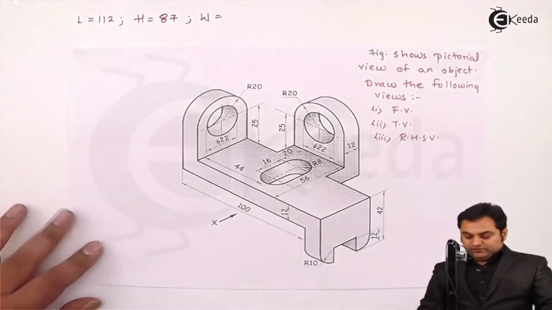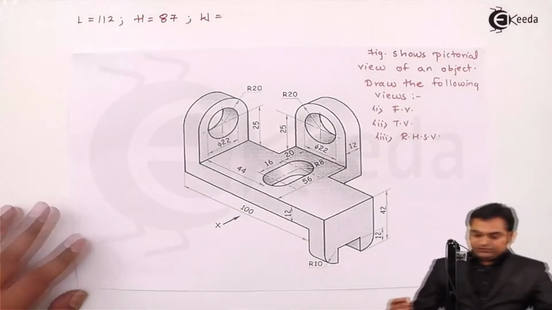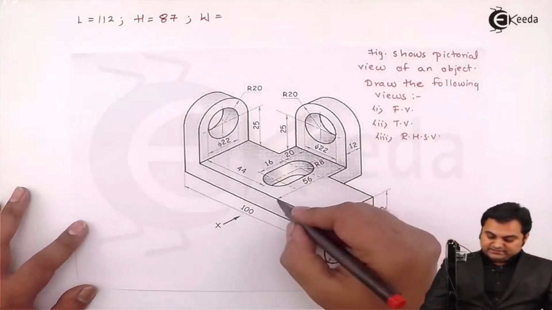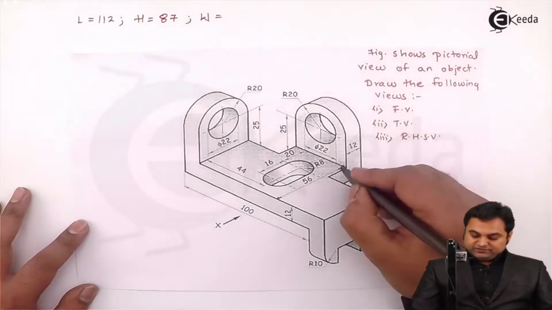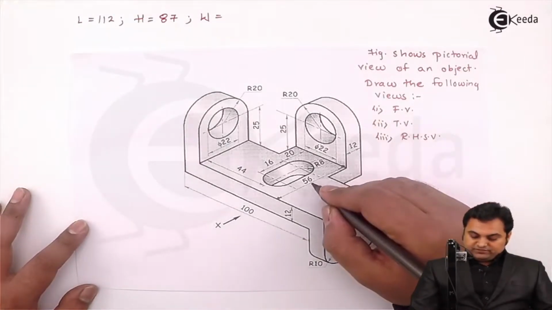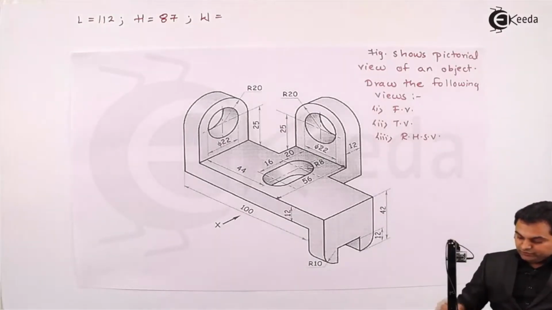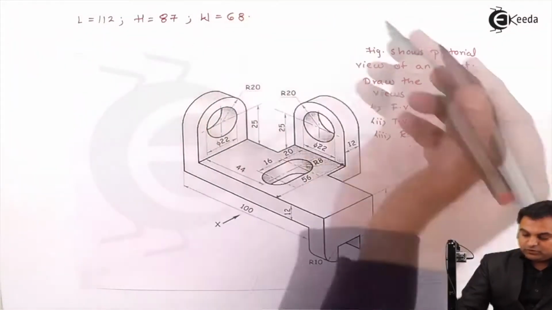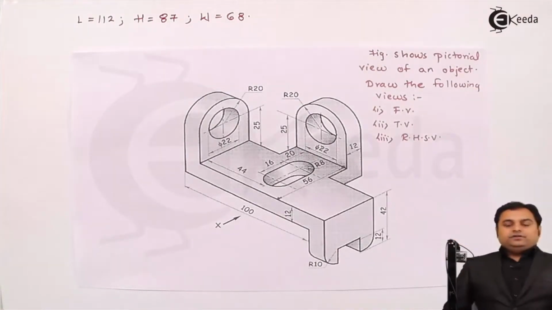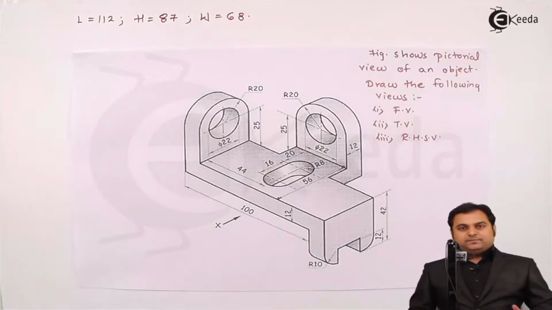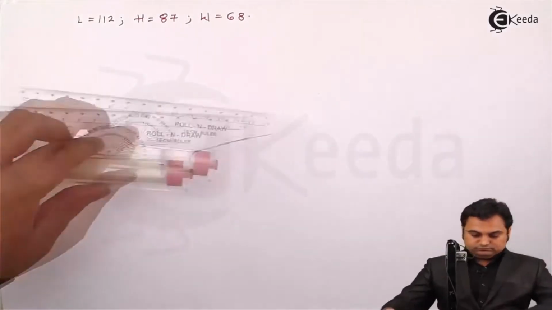Then the total width, when I'm looking from this side, that is the right hand side, is going to give me the width. From this portion up till here, it is 56 mm. After 56, there is 12 mm. So 56 plus 12 is 68, which is the total width of the object. Once we know the total length, height, and width, we can start with the spacing part, that is where to draw the front view, top view, and side view. I'll explain that.